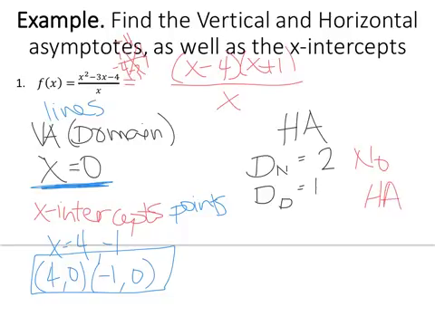So that's what you need to look at every single time. Factor the denominator, set it equal to 0. Factor the numerator, set it equal to 0. And then compare your degrees to decide whether there's no horizontal asymptote, an asymptote at 0, or your coefficients divided. I know I said factor domain and set it equal to 0. I totally meant denominator.